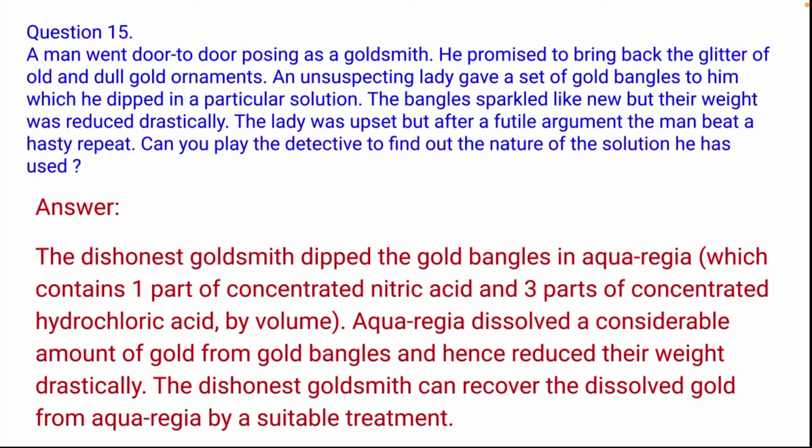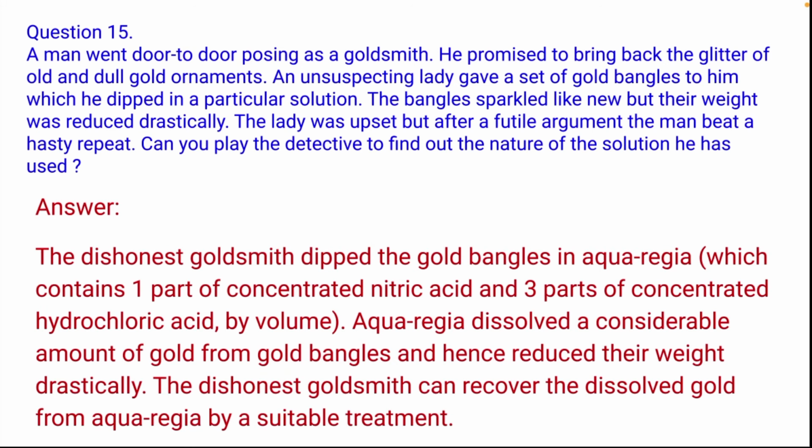Answer is, the dishonest goldsmith dipped the gold bangles in aqua regia, which contains 1 part of concentrated nitric acid and 3 parts of concentrated hydrochloric acid by volume. Aqua regia dissolved a considerable amount of gold from the gold bangles and hence reduced their weight drastically. The dishonest goldsmith can recover the dissolved gold from aqua regia by a suitable treatment.